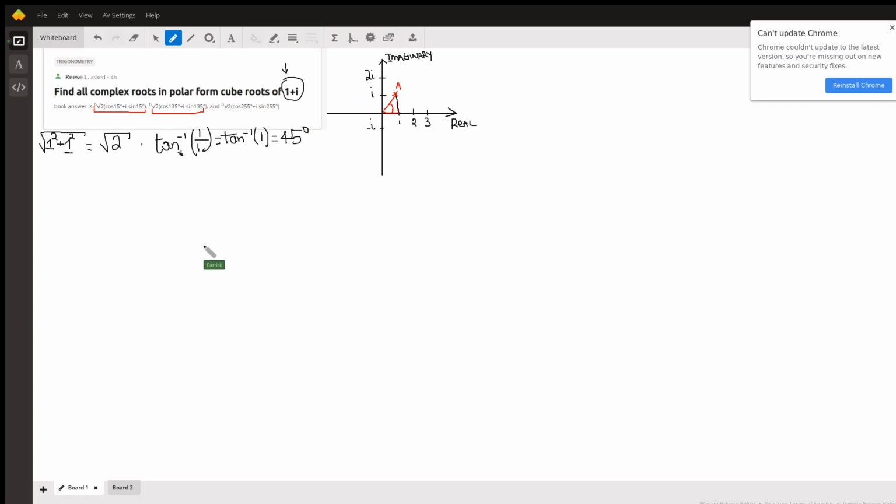So now we have to convert this complex number into polar notation. That's why we find the magnitude and the angle. To find the magnitude, you do the square root of 1 squared, because that's the horizontal component, plus the coefficient of i squared. What's the coefficient of i? 1. So you do the square root of 1 squared plus 1 squared, and you get the square root of 2.